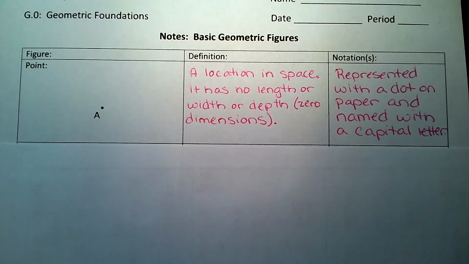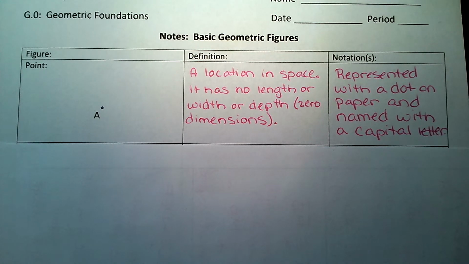So our first figure here is a point. A point is a random location in space. It has no length, it has no width, it has no depth. In fact, it has 0 dimensions. If you think about a point as a location in space, I think it makes sense if I say, I'm going to room 253. That's my room in our school building. It's representing a location. If we were to put that on a map, we could put a point on the map to represent where we are. So a point is a location.